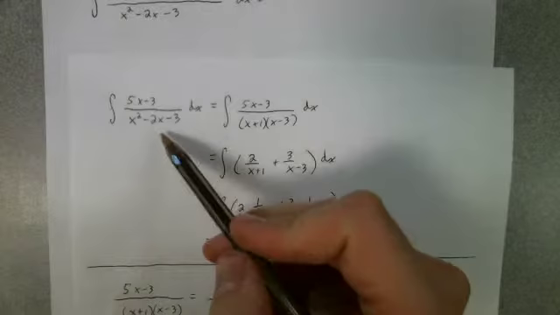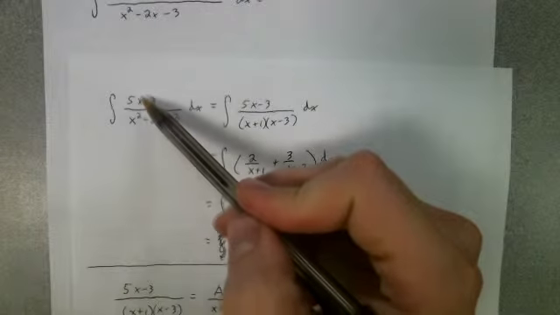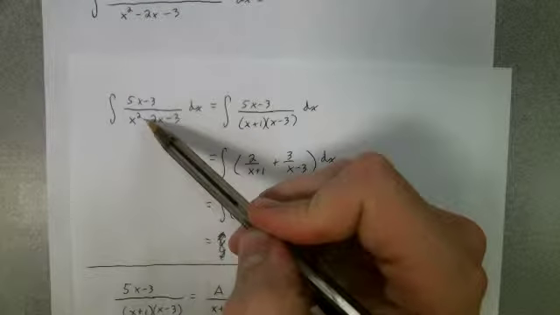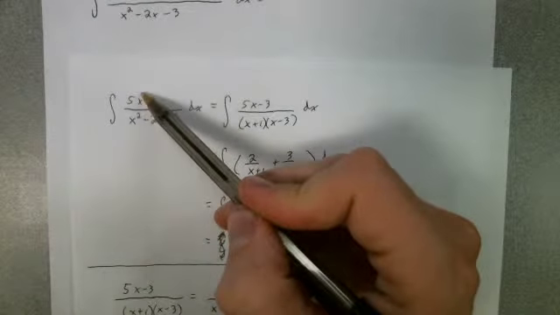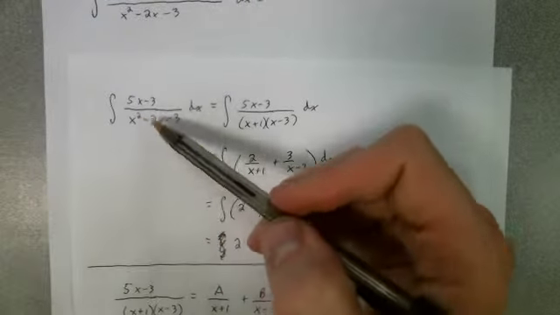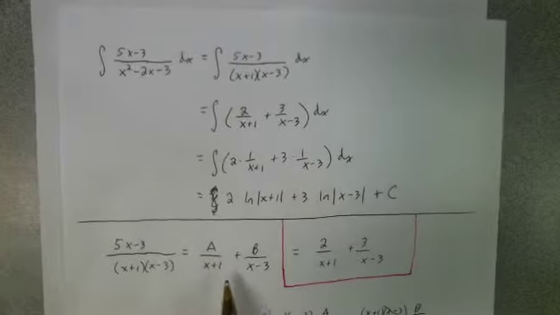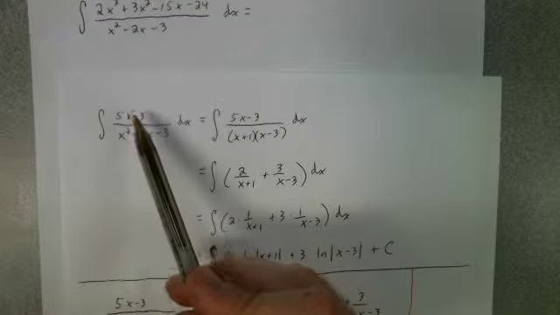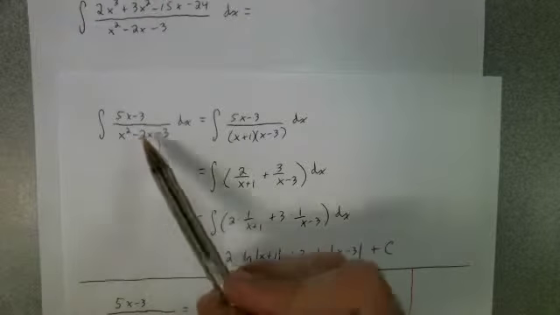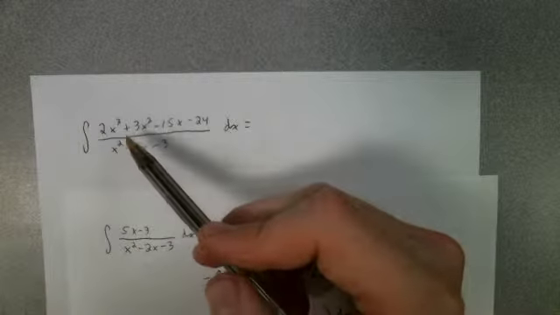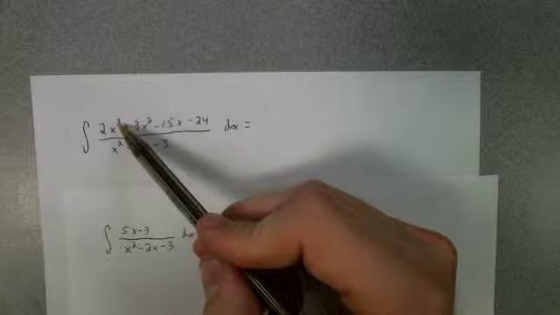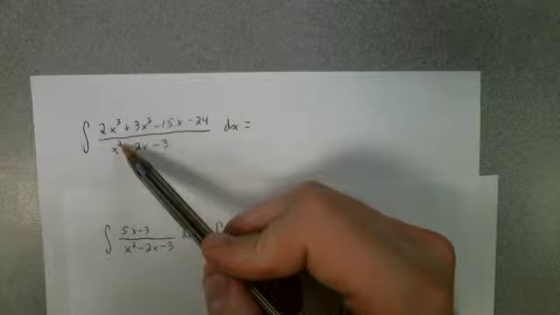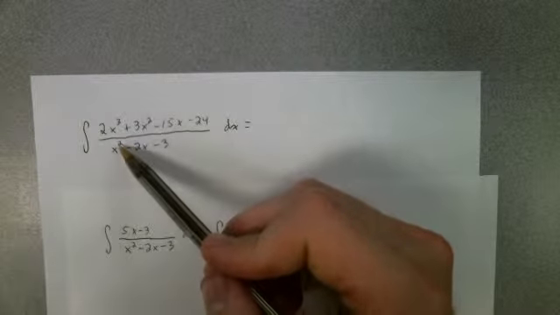The reason why it was guaranteed to work in the last problem is because the degree of the polynomial on top was smaller than the degree of the polynomial on the bottom. This has a power of 1 here. This has a power of 2. In order for this guessing to work, we need the polynomial on top to have a smaller degree than the polynomial on bottom. Over here, that's not happening. The degree of the polynomial on top is bigger than or equal to the degree of the polynomial on the bottom. 3, it's not smaller than 2.